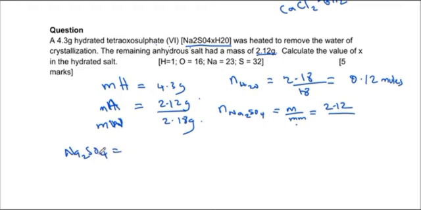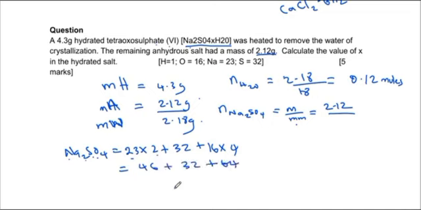Na2SO4. We can say sodium is 23. So we have 23 times 2, we have 2 of it. Then plus sulfur is 32. Then plus oxygen is 16, so we have 16 times 4. You see that? So 23 times 2 is 46. Then this is 32. Then this is 64. When we add the 64 plus 46 is 110. Then plus this is 142. So I am going to divide this by 142.